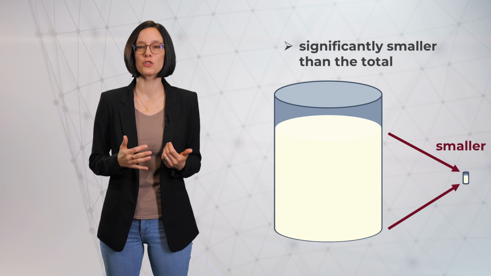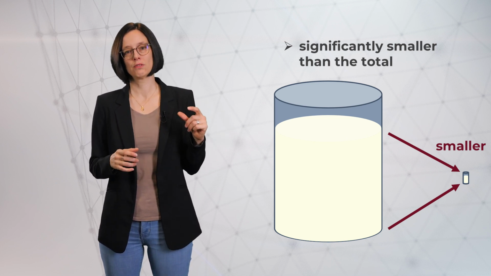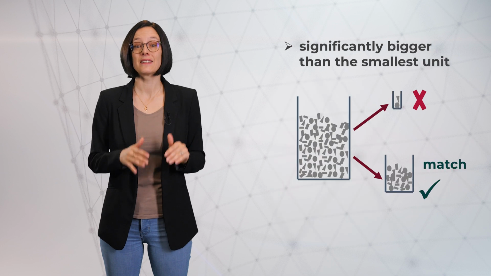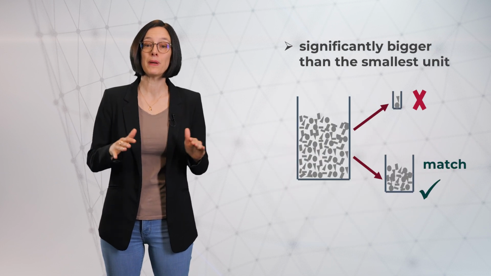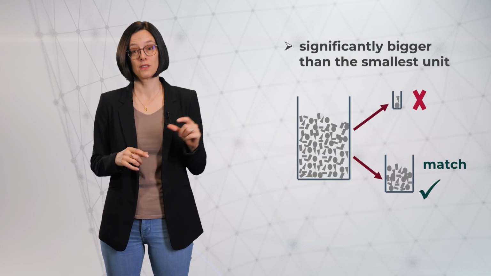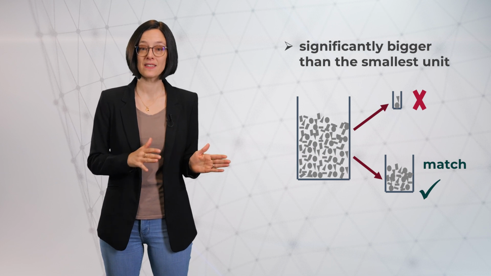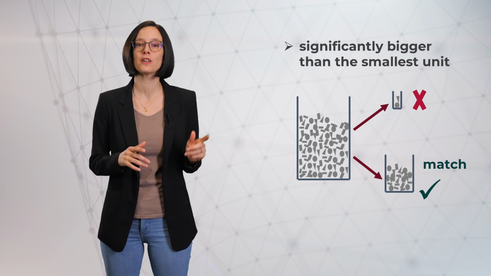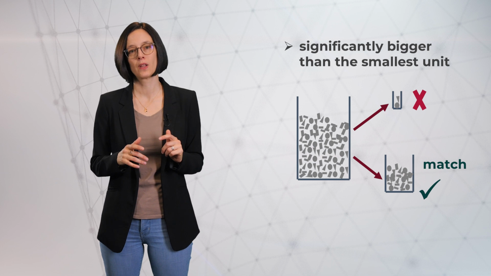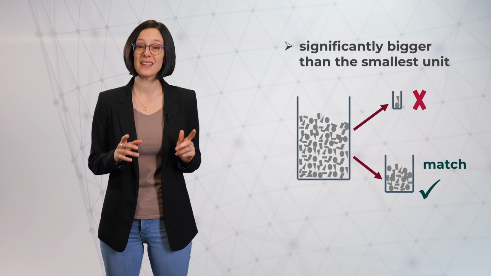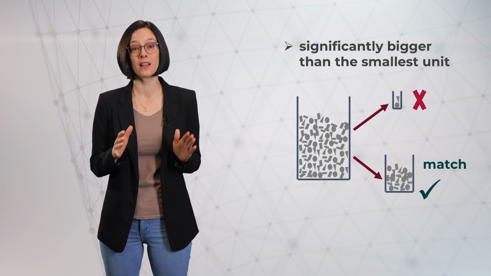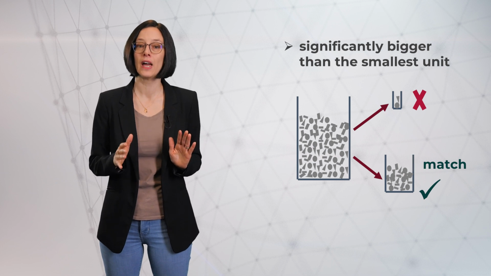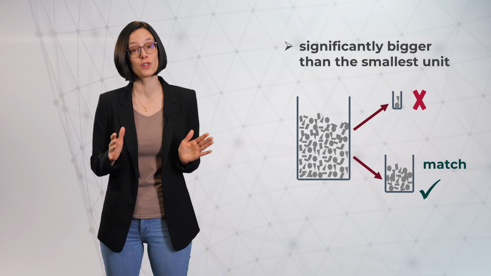We can conclude that the ideal sample should be significantly smaller than the total and at the same time be significantly bigger than the smallest unit. In fact, sample sizes should be chosen to be similar to the mass of a dosage form. Also note that taking samples from a powder bulk at rest is very difficult and associated with many sources of error. These were the basics for blend classification.